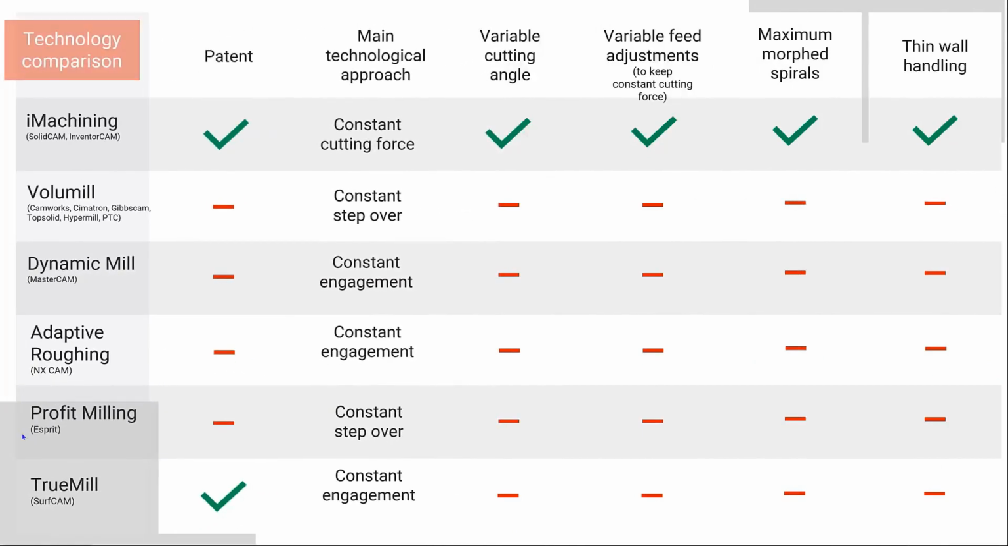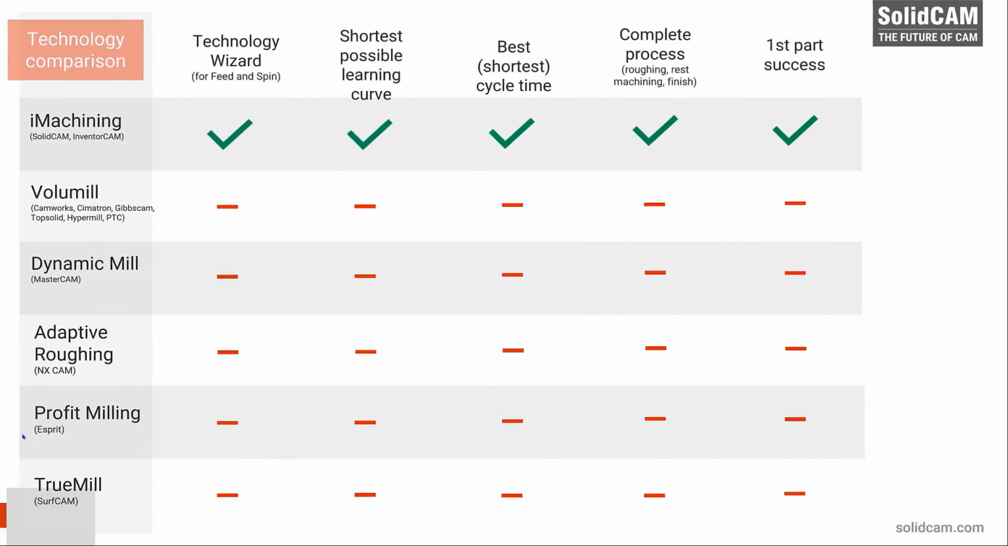The system has to be comfortable to use also. Nobody else offers a technology wizard to figure out all the complicated combinations of parameters that need to be set to make all this work. You have to be able to learn the system in a reasonable time and be effective with it. Reduced cycle times means increased profits. Being able to be successful right out of the box with complete processes that reduce programming time means that you're not wasting time on trial and error mode. Our customers love iMachining. You will too.